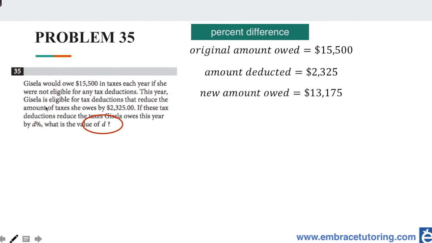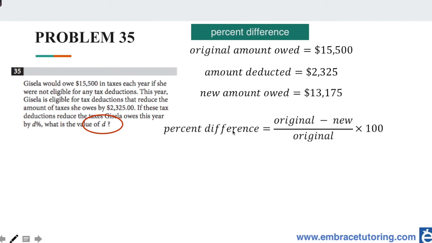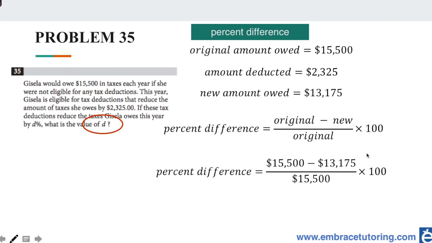And the SAT may ask it in several different ways, but in general, you just want to understand that the percent difference is equal to the original minus the new over the original. Now, the original being 15,500 in this instance, and the new being 13,175. Granted, they already did give you the difference here, which is the 2,325. However, I'm just specifying these things so that if they were to give you other pieces of information for future problems, you can understand it's a percent difference question.